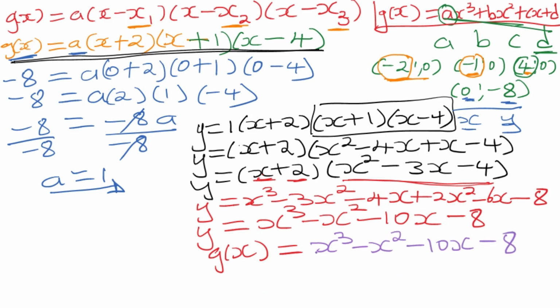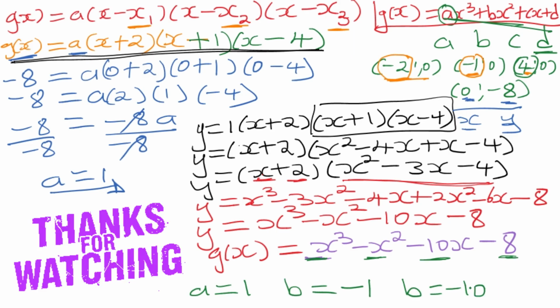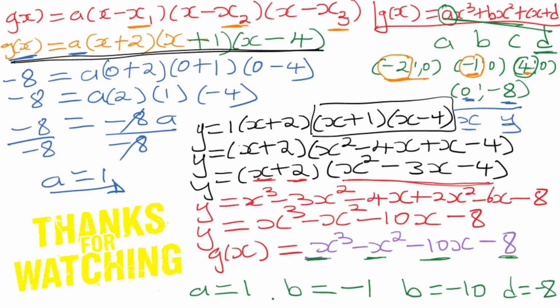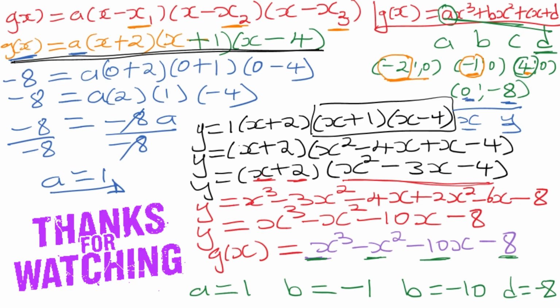Okay, so for the value of a, I do have 1 there. For the value of b, I've got -1. For the value of c, I've got -10. For the value of d, I've got -8. So I can write that a is equal to 1, b is equal to -1, c is equal to -10, and d is equal to -8. And this is exactly what we wanted.